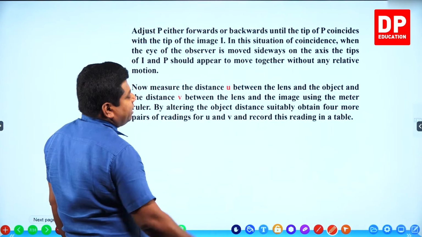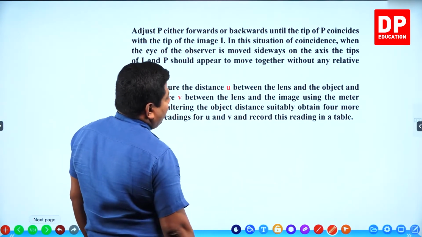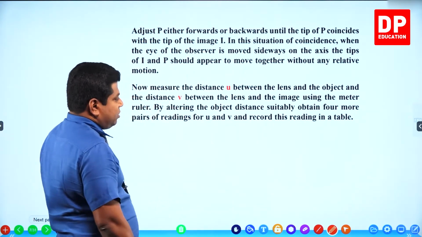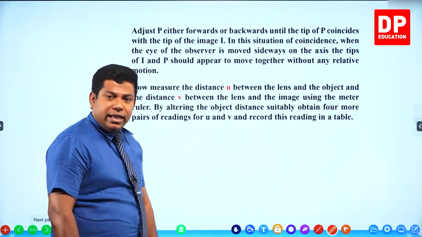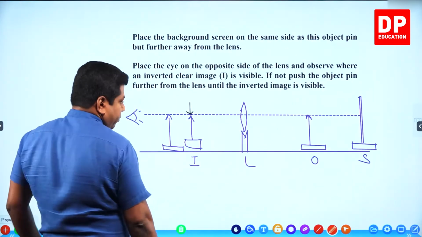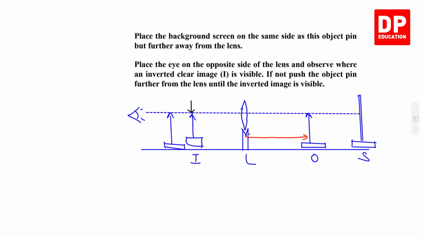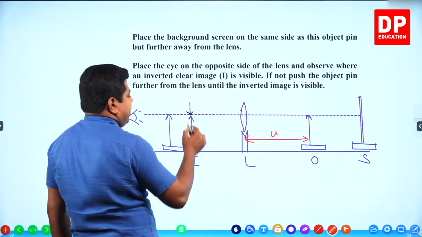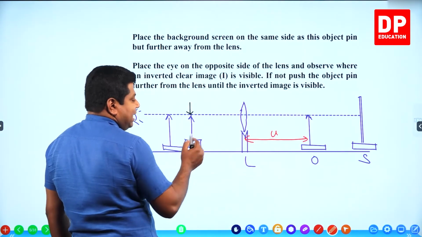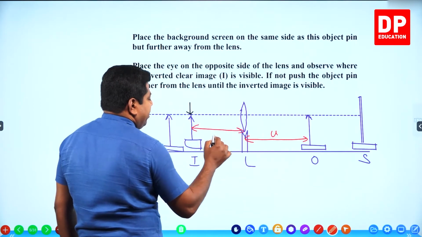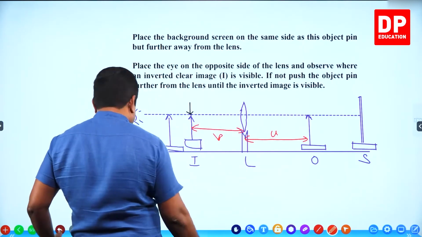By altering the object distance suitably, obtain 4 other pairs of readings U and V and record these readings in a table. Look at this. So this is the lens, this is the object. You can say this is the U, object distance. And since the image and the pin have coincided here, you can say this is the image distance.